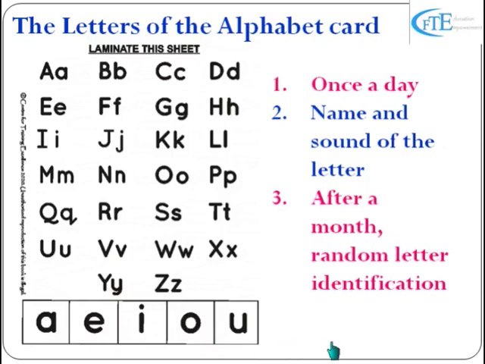If you do this every day, once a day, you'll be surprised that by the end of 1 month, your child will be able to identify a few letters and will be able to tell you the name and the sound. So, after 1 month, you could try random letter identification.